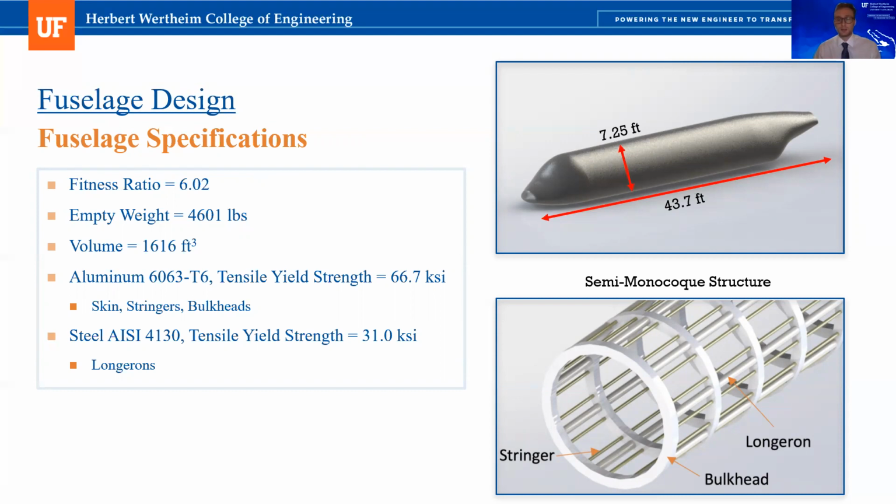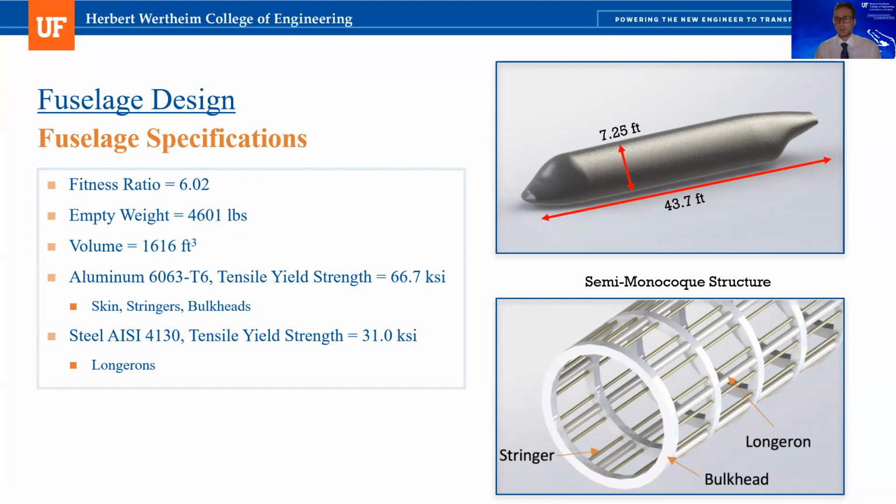And from this fuselage design, we were able to get a volume of 1,616 cubic feet. And this was plenty sufficient for carrying our loadouts, fuel tanks, and crew station.